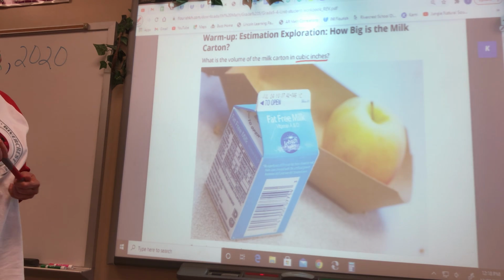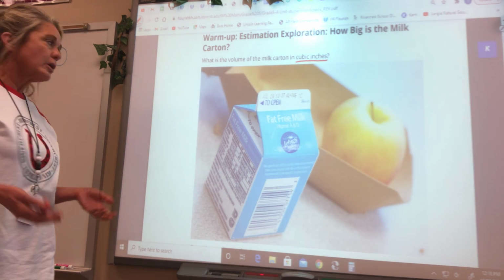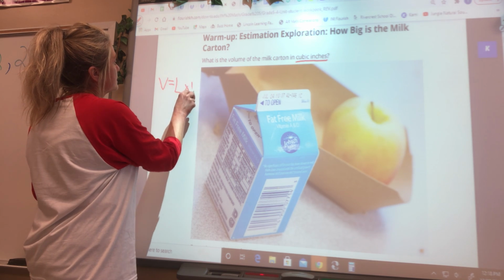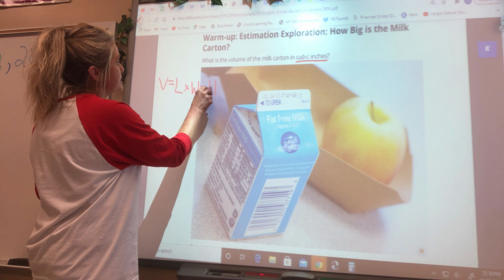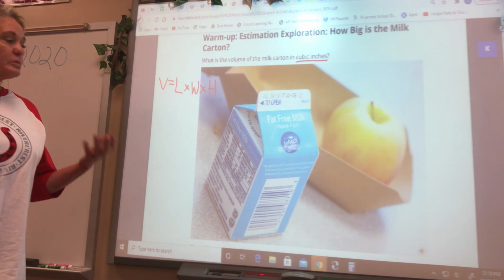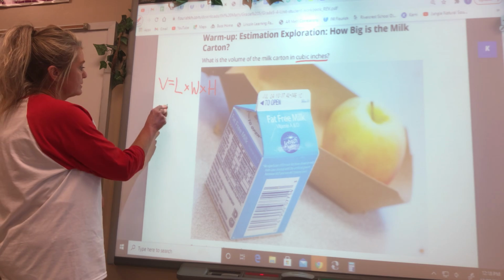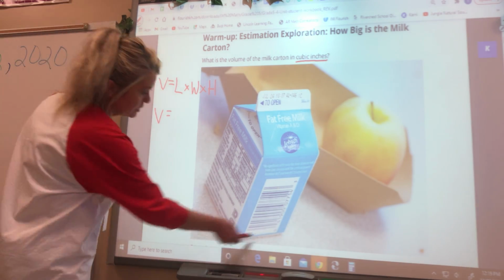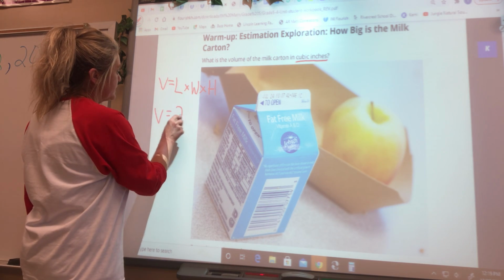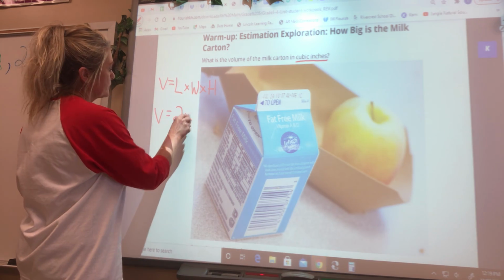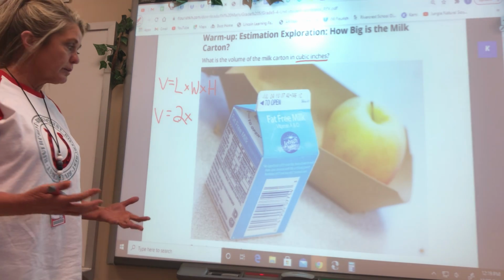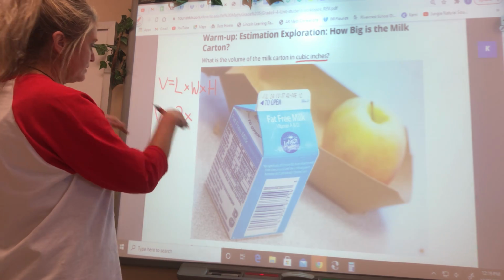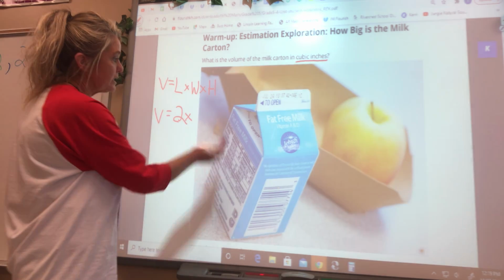So the first thing we want to do is let's just think about what volume is. We know that volume is equal to length times width times height. So if I'm just doing a quick estimate, if I glance at my little carton, it's about 2 inches wide. So our length is about 2 inches. And then remember, in width, when we're talking about volume, width is like how deep, so how deep into the page it goes.